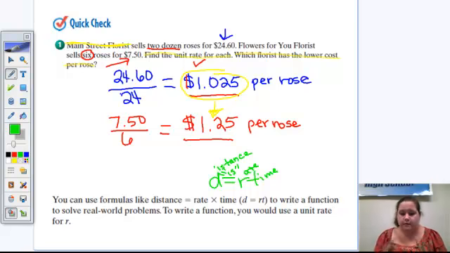Alright, so back to the whole sentence thing, you can use formulas like distance equals rate times time or d equals rt to write a function to solve real-world problems. To write a function, you would use a unit rate or R. On the next slide, we're going to practice one of those real-world problems.